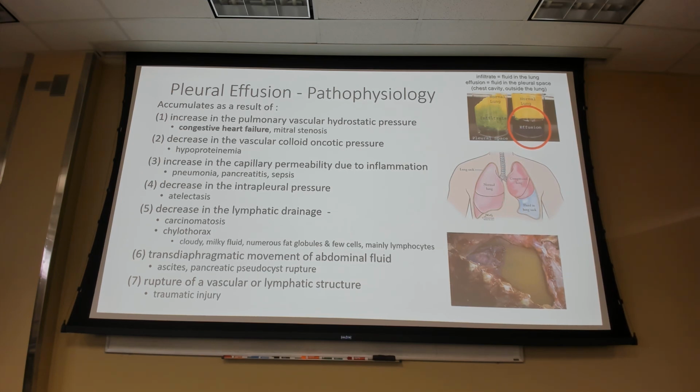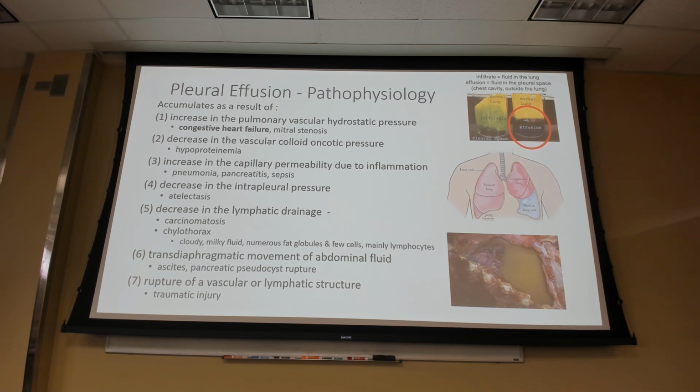And then, like I said, we can have an inflammation, which causes obviously an increase in that capillary permeability. So any inflammation is going to cause that increase in permeability, and then you're going to have vasodilation. So it basically becomes a lot more leaky, and we see that with lots of different infections, pancreatitis, sepsis, and then if we have that decrease in interpleural pressure, we can see atelectasis. And then there are some conditions where we have a decrease in lymphatic drainage, so we'll talk about a chylothorax and some of the other causes.